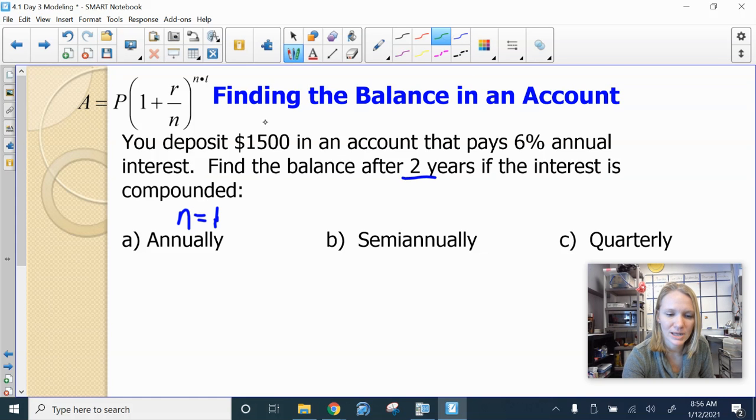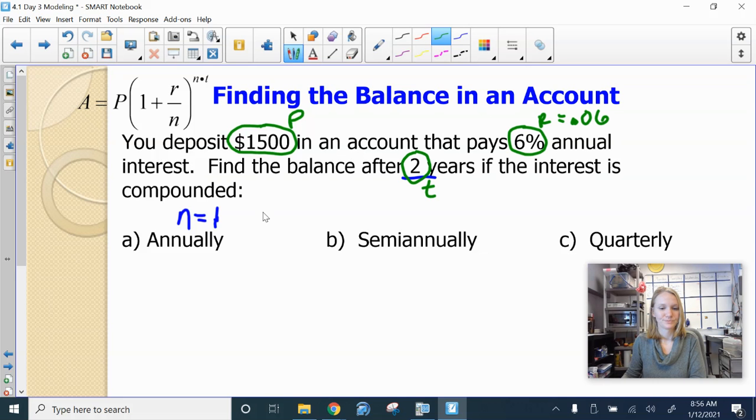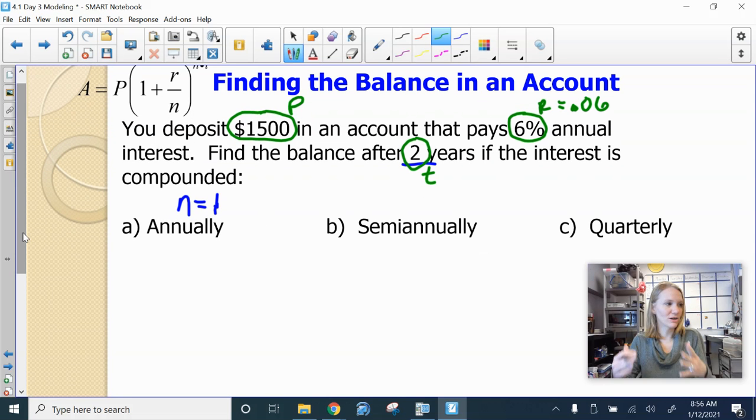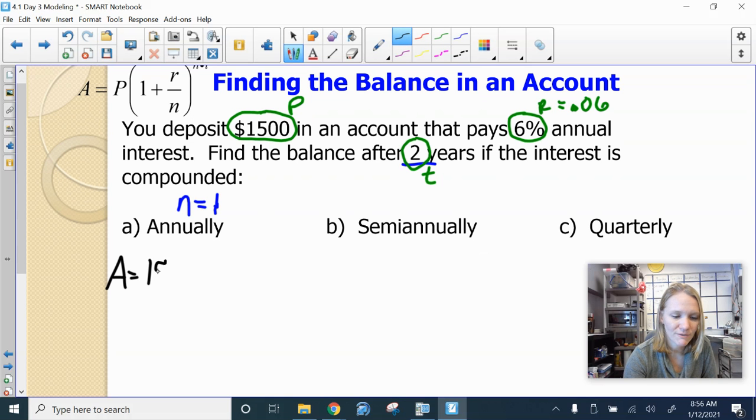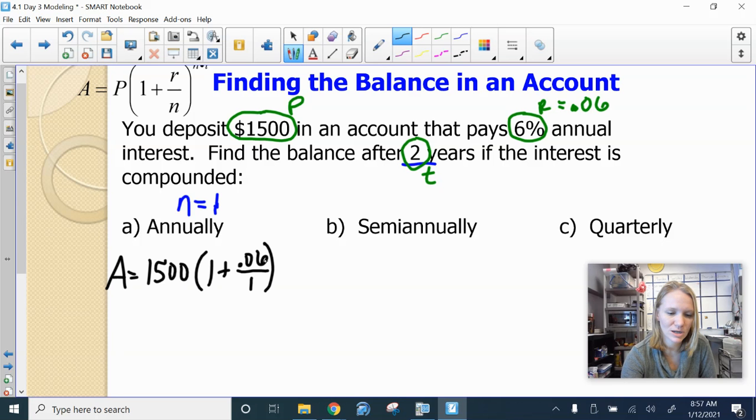So let's go ahead. I'm going to plug these numbers in. 1,500 would be P. 6%, there's our R, but remember we're going to make it 0.06. We got to change that decimal point. And then 2 years, they're already telling us there's our T. So this is just a matter of typing it into the calculator for the most part. A equals 1,500, 1 plus R, our R is 0.06. Our N, we said it's annually, so that's 1 time per year. So really nothing changes here.